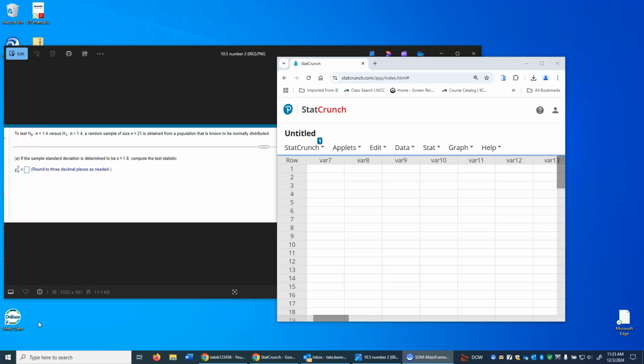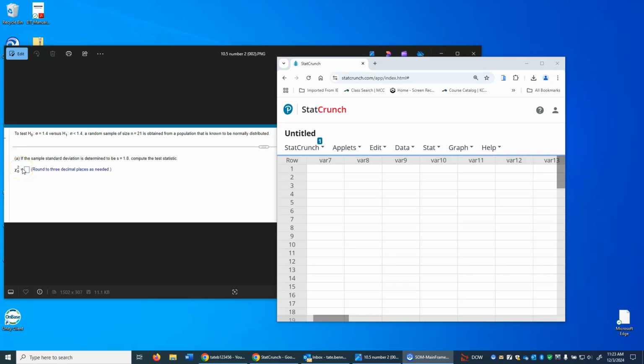Hello, I saw your question in the email about how to get chi-squared, maybe p. Given a null and alternative hypothesis, where it's a left-tailed test, and this is for standard deviation. The sample size is 21 from a population that's known to be normal. And so the sample standard deviation is 1.8. Compute the test statistic, chi-squared.